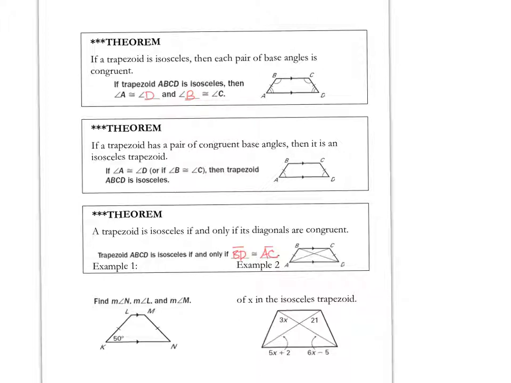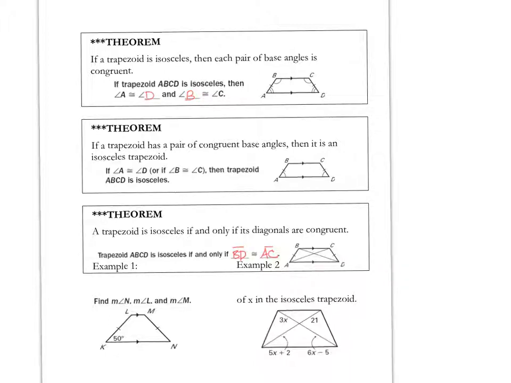So the first figure we're going to talk about is a trapezoid. If it's an isosceles trapezoid, then each pair of base angles are congruent. So if you look at the picture, A and D are congruent and B and C are congruent. And then the flip is also true, so the converse. So if you flip the if-then statement: if the trapezoid has a pair of congruent base angles, then it's an isosceles trapezoid. So you can have it both ways.